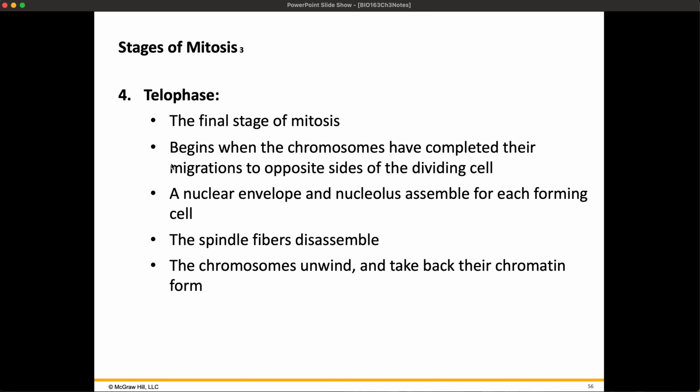It's when the chromosomes have completed migration, and they're fully on the opposite sides of the dividing cell. You start to have the nuclear envelope and the nucleolus reassembling, each containing its respective genetic material. The spindle fibers start to disassemble, and the chromosomes start to unwind again. Rather than being condensed, they unwind so that they can go back into that chromatin form for functional ability.